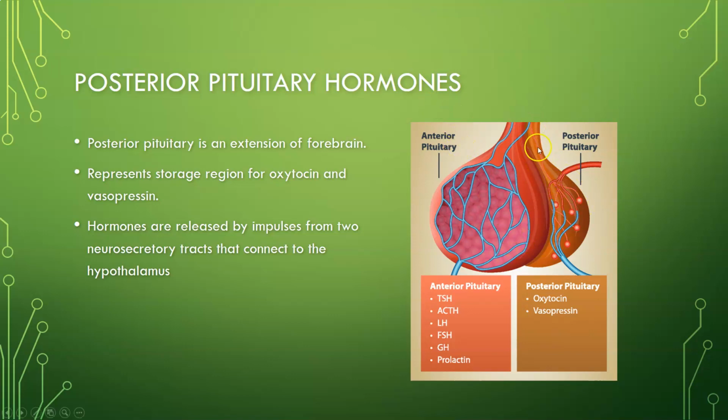So again, this is a representation of the neurosecretory tract. They're connected to the hypothalamus. So a nerve impulse will travel down, and depending on which tract it runs down, it'll either release oxytocin or vasopressin.